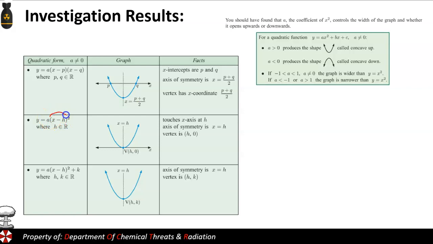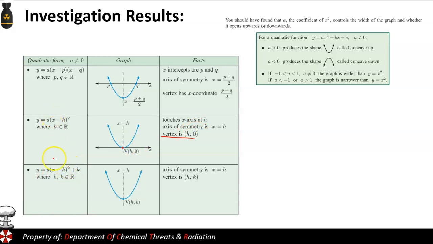If we have this squared expression, then what we find is it touches the axis at h. 2 solutions means it crosses. 1 solution means it has to just touch. The axis of symmetry is then x equals h, because if it's touching that point has to be the vertex. And therefore we can say that the vertex is going to be (h, 0) in this case.